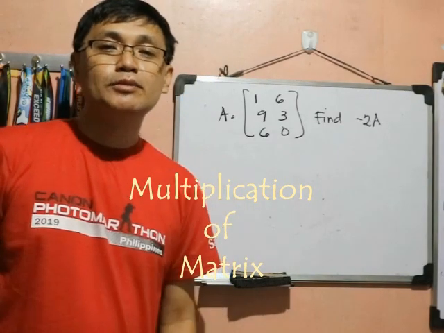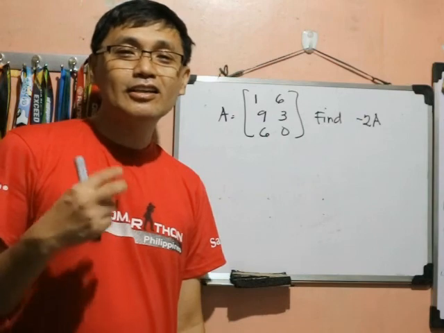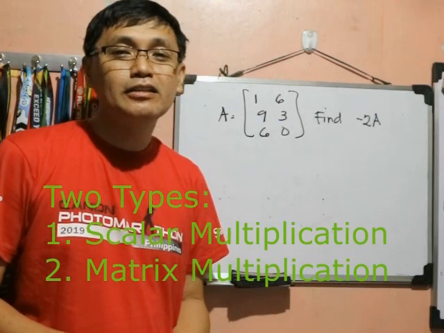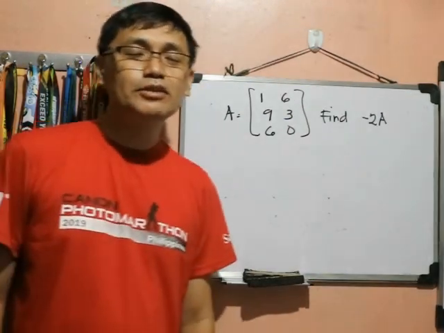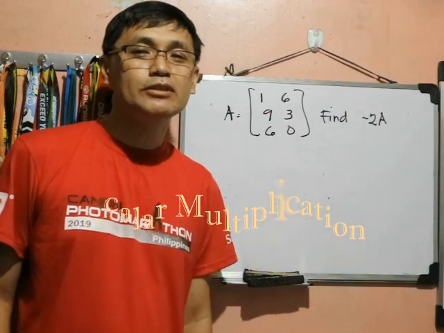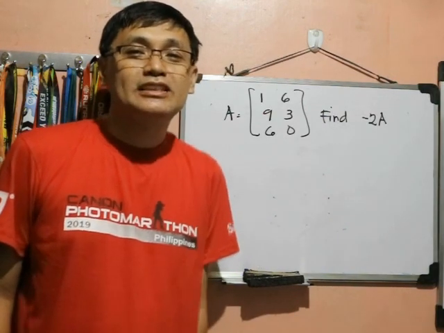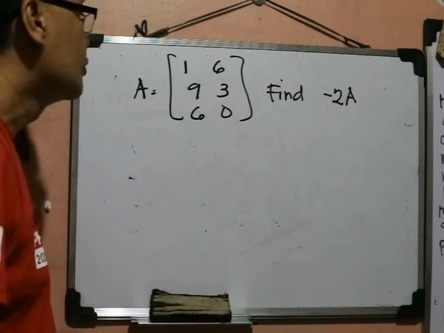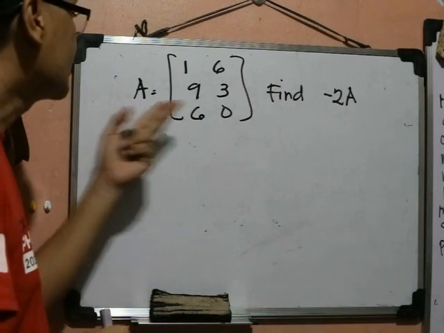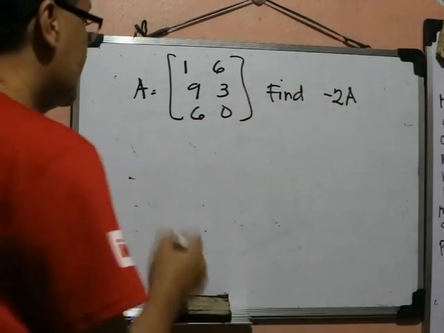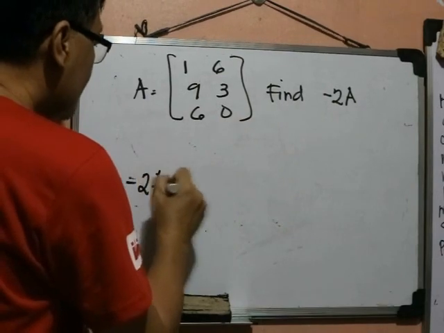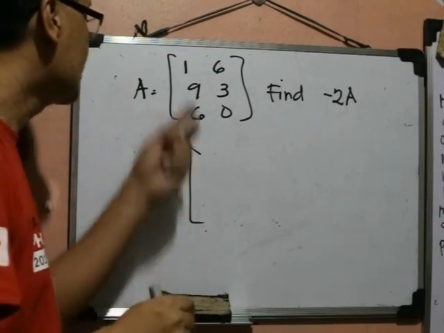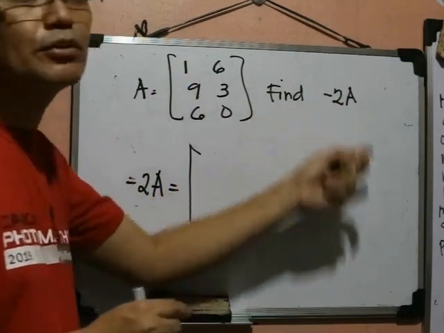Let's move on to multiplication of matrices. And there are two types of multiplication of matrices. We have scalar multiplication and the matrix multiplication. In scalar multiplication, every entry in the matrix is multiplied by a number which is called scalar. So, to multiply the matrix through scalar multiplication, for example, this is the matrix A, we have to find negative 2A. So, negative 2A is equals to, so gagawin lang natin is to multiply each entry with negative 2.